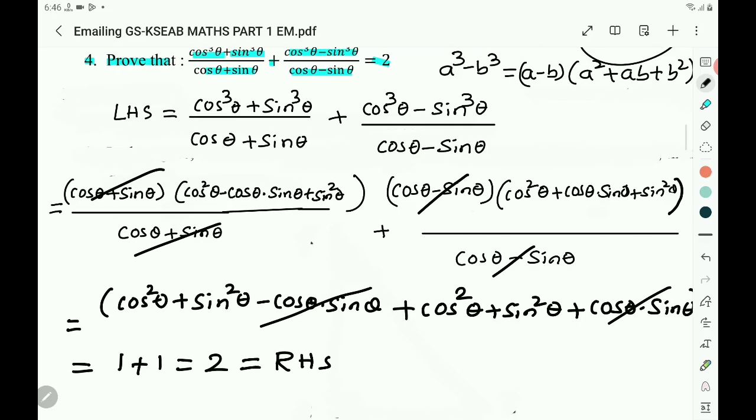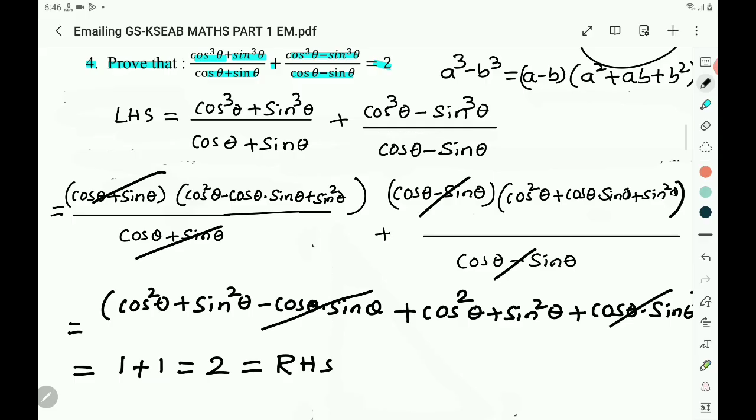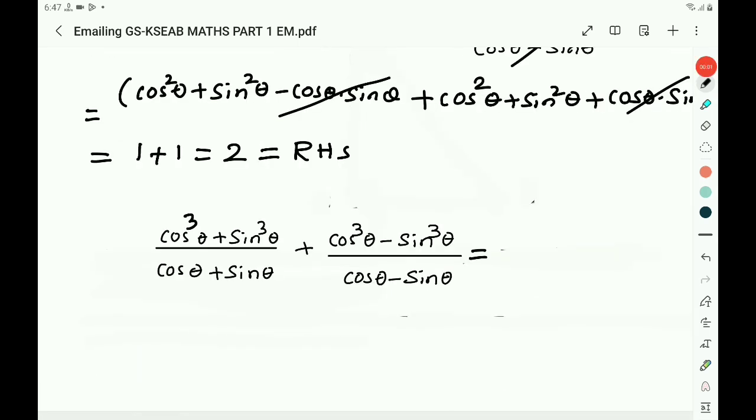So you got that cos cube theta plus sin cube theta by cos theta plus sin theta, cos cube theta minus sin cube theta by cos theta minus sin theta is equals to what? 2. You got the result. Cos cube theta plus sin cube theta by cos theta plus sin theta, cos cube theta minus sin cube theta by cos theta minus sin theta is equals to 2.